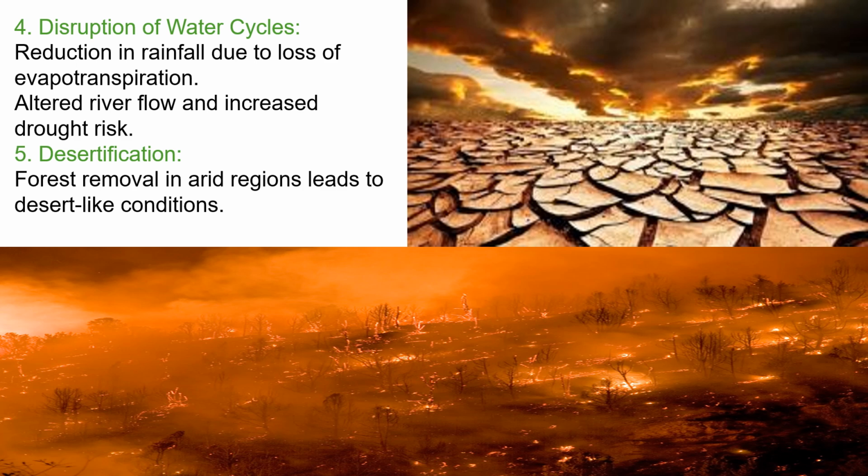And the last but not the least is desertification. Forest removal in arid regions leads to desert-like conditions. So when we cut down the trees, the land is left without any cover, without any plantations. It means that the soil will be bare and exposed to desert-like conditions. That's why we have arid and semi-arid regions, which can be reclaimed by planting trees to reverse these desert-like conditions.